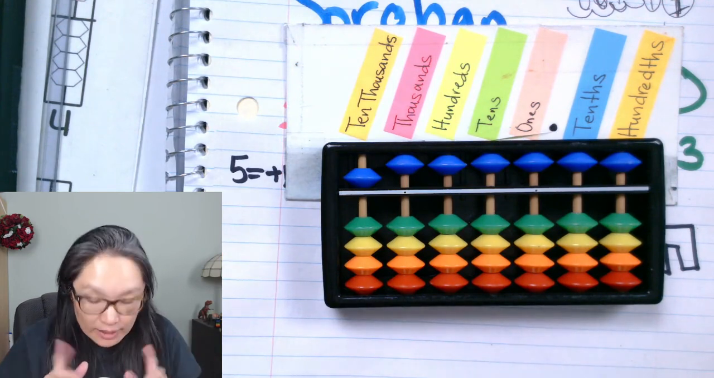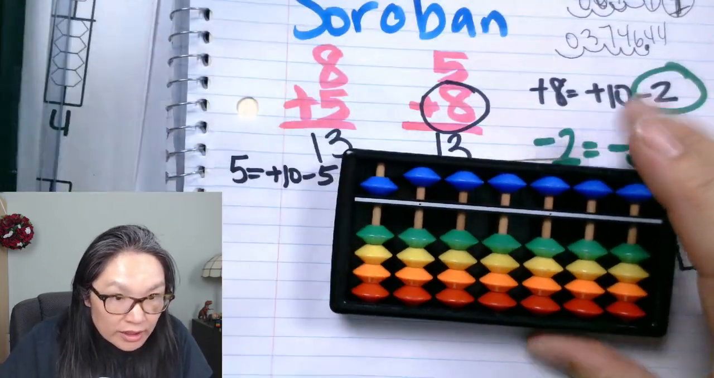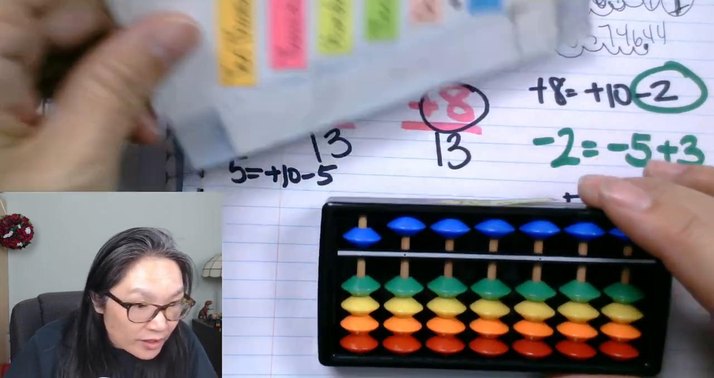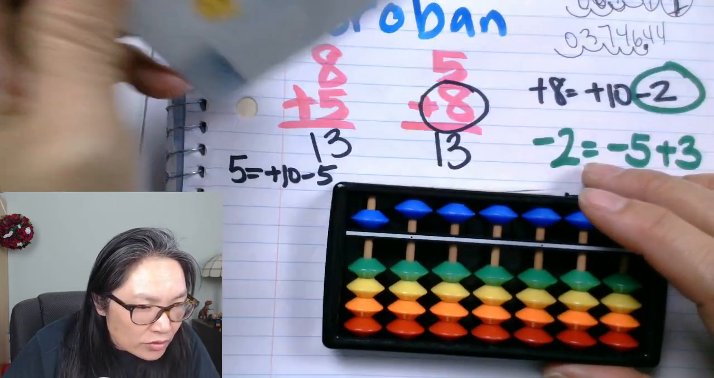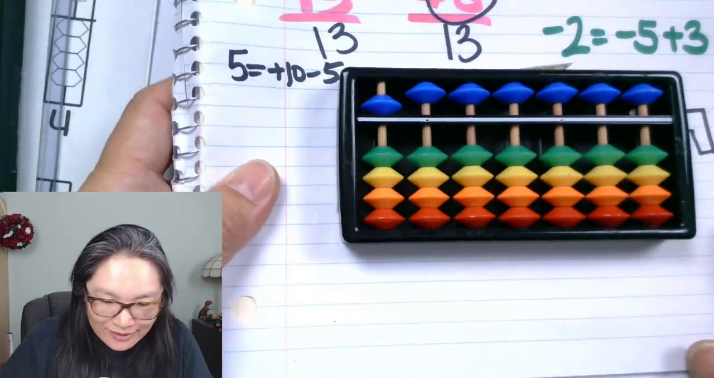Okay. Are we okay? So we're going to continue on with our two-step equation. What video did I miss? What video you missed? All right.